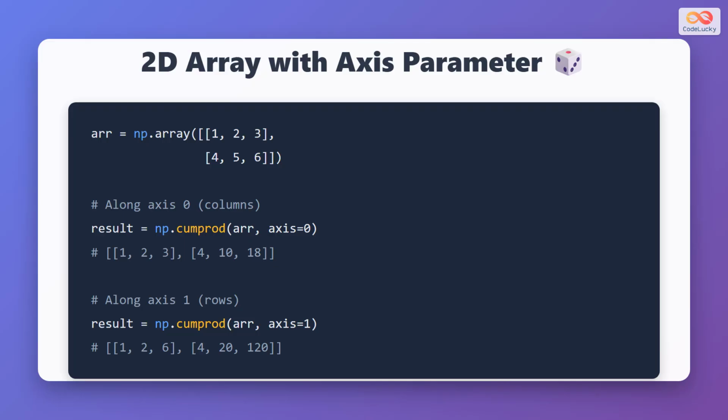For two-dimensional arrays, the axis parameter controls the direction of calculation. Let's create a 2 by 3 array. When we use axis equals 0, the cumulative product is calculated down the columns, giving us 1, 2, 3 in the first row, and 4, 10, 18 in the second row. When we use axis equals 1, the calculation goes across the rows, giving us 1, 2, 6 in the first row, and 4, 20, 120 in the second row.